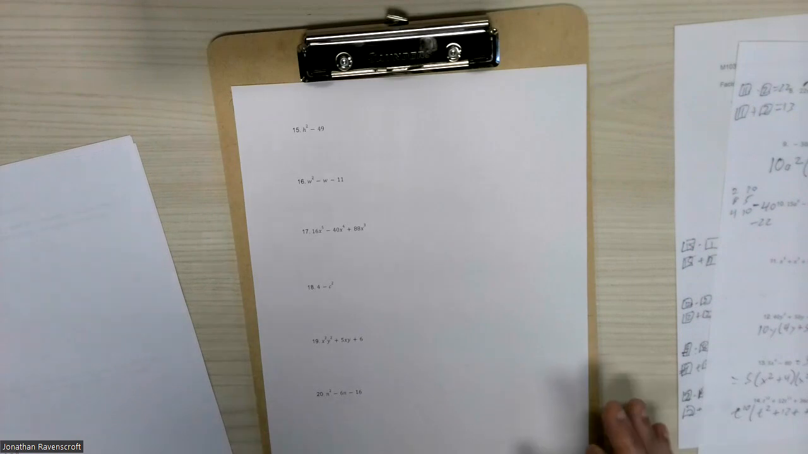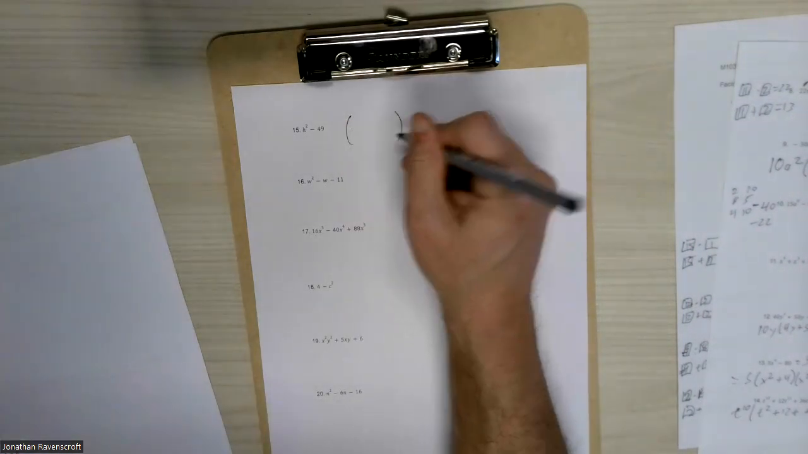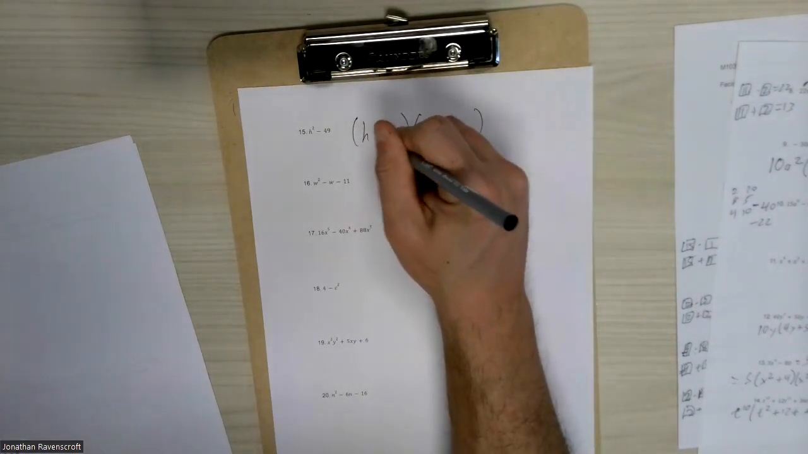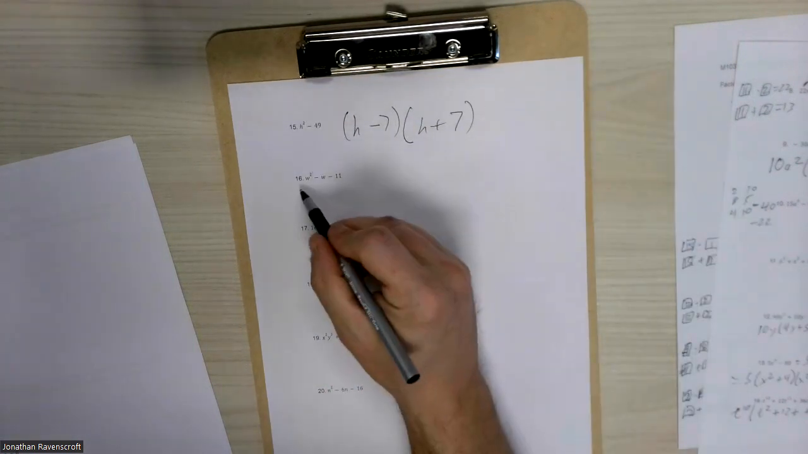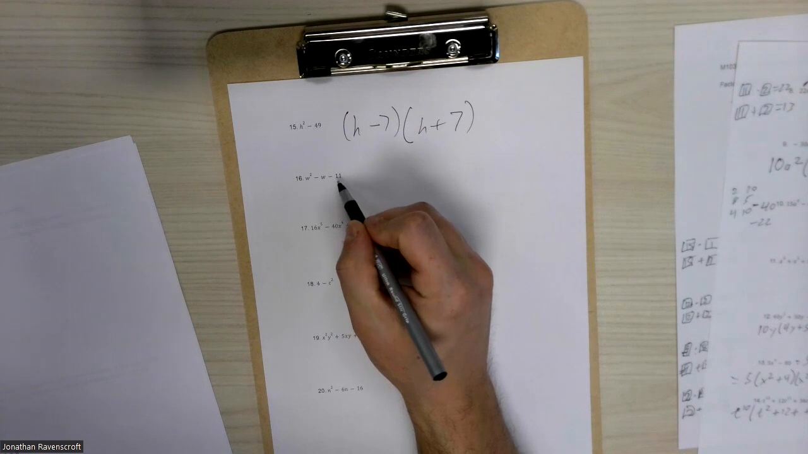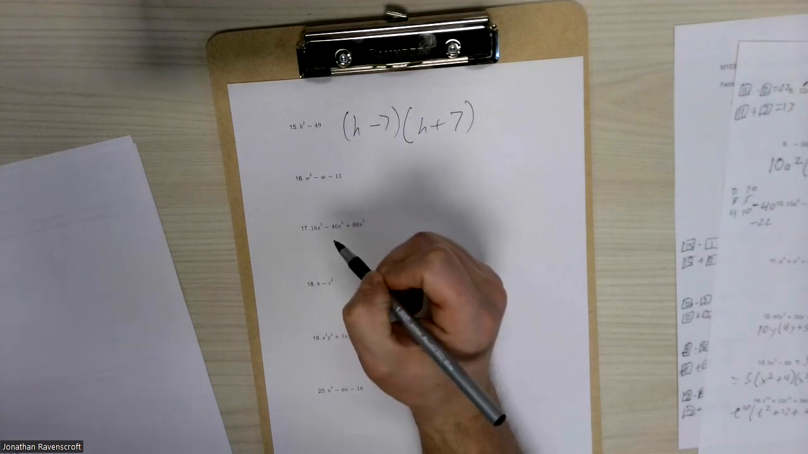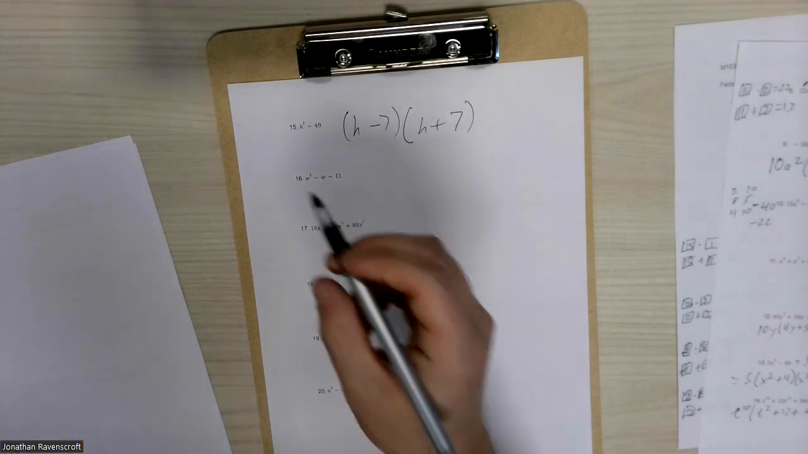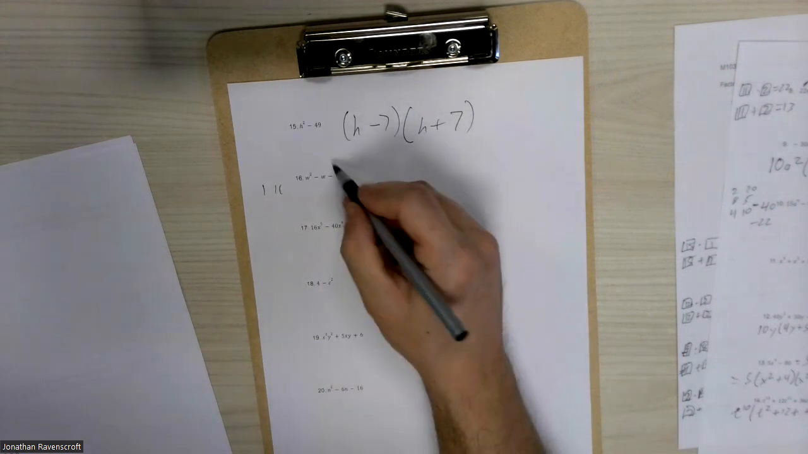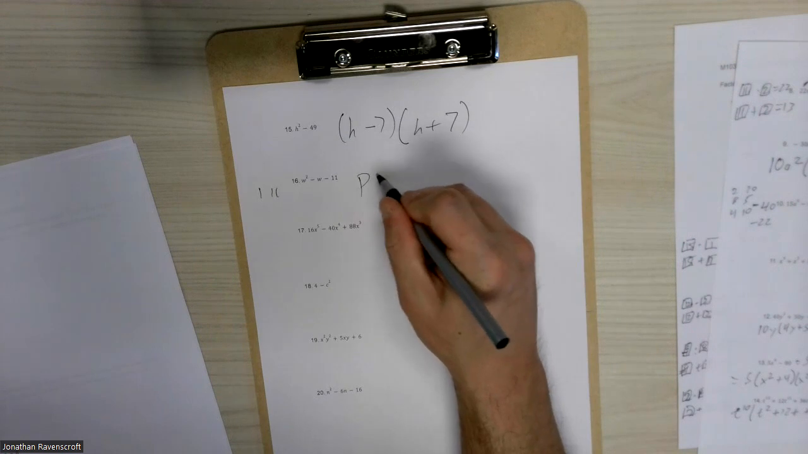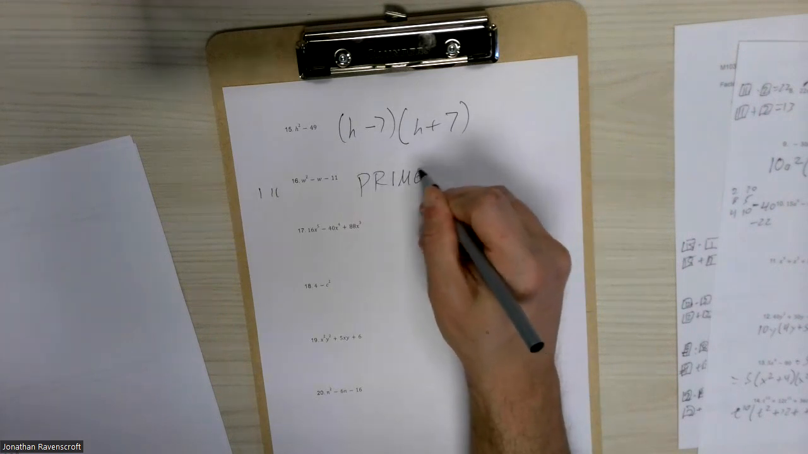More of the same. 15 is the typical difference of squares. That'll be h minus 7, h plus 7. For 16, what multiplies to make negative 11 adds to make 1. The only way to multiply to make 11 is 1 and 11, and that'll never make negative 1. So we're trying to factor it, but nothing does, so this one is simply prime.